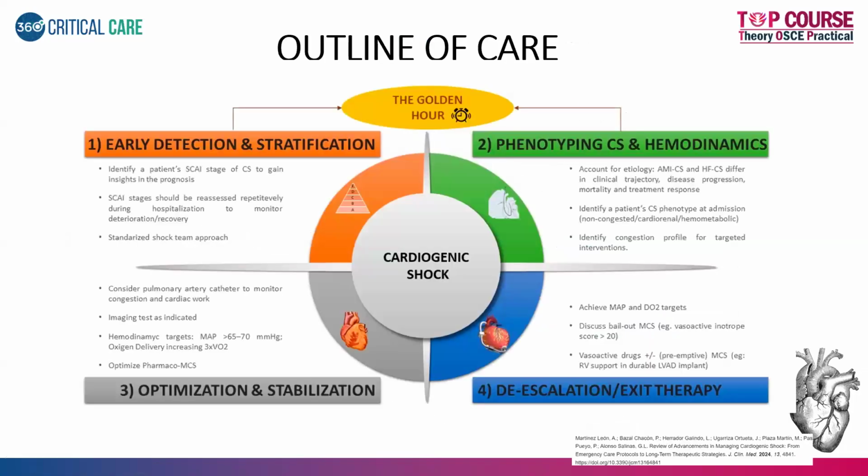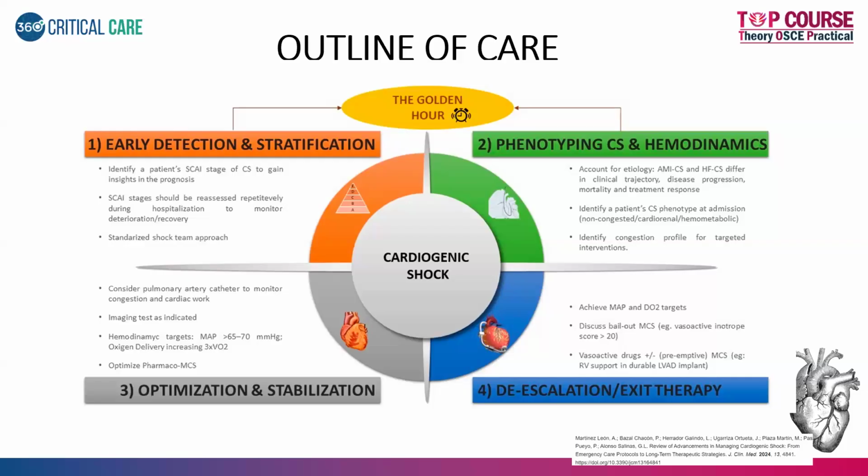So how do we usually go about when a patient presents to us with a cardiac event and has developed cardiogenic shock? The first thing is we need to evaluate this patient in the golden hour. So golden hour still holds good even in this case. Firstly, we need to detect which SCAI classification the patient belongs to, and see how bad the patient is. If he's in SCAI C, D, and E, we need to act quickly and optimize him at the earliest. So once we have stratified the patient on arrival, then we need to see what is the phenotyping.